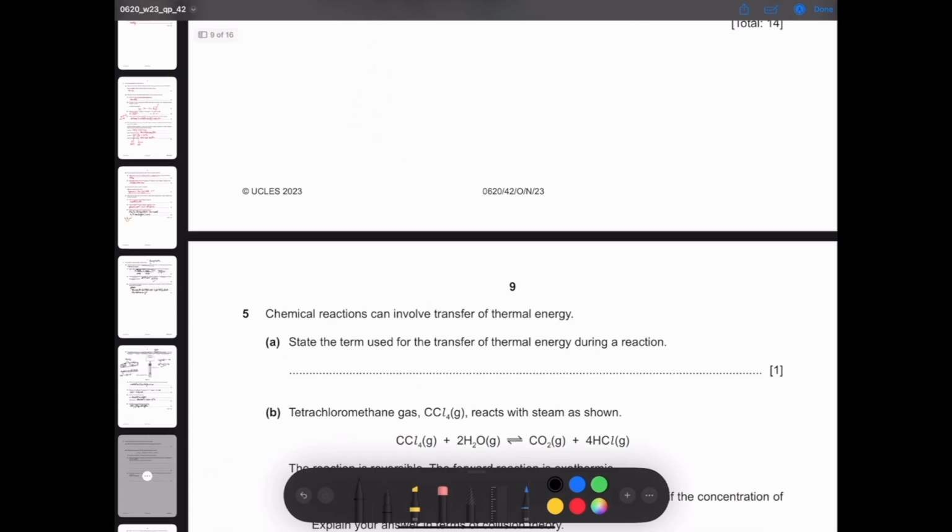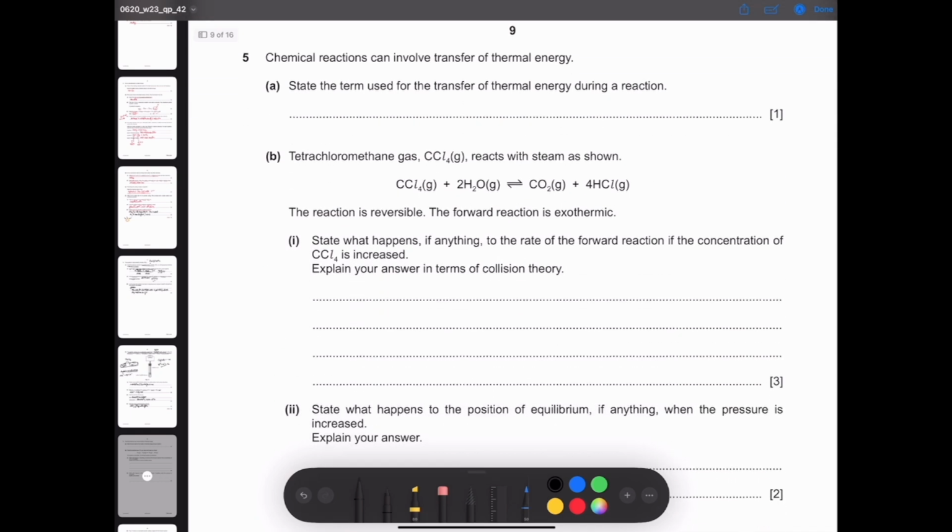Alright, now next question. Chemical reactions can involve transfer of thermal energy. State the term used for transfer of thermal energy during a reaction. That is the enthalpy change. State what happens, if anything, to the rate of forward reaction if the concentration is increased.